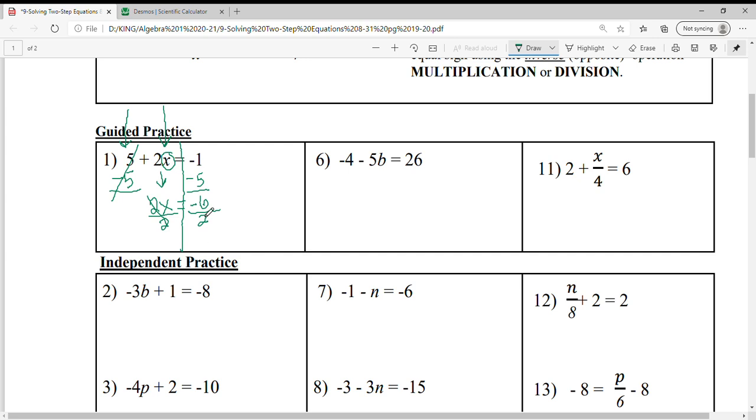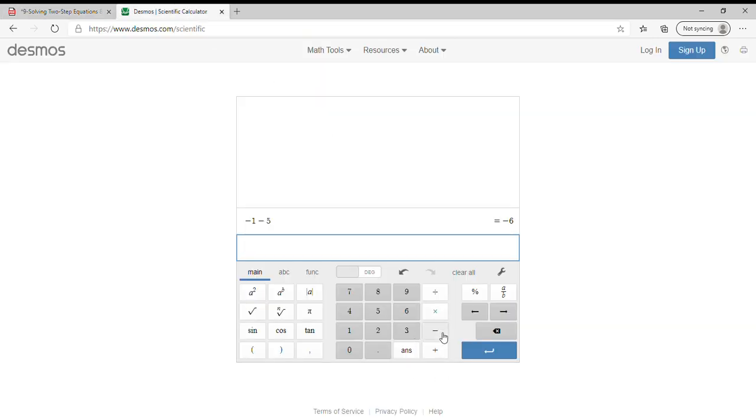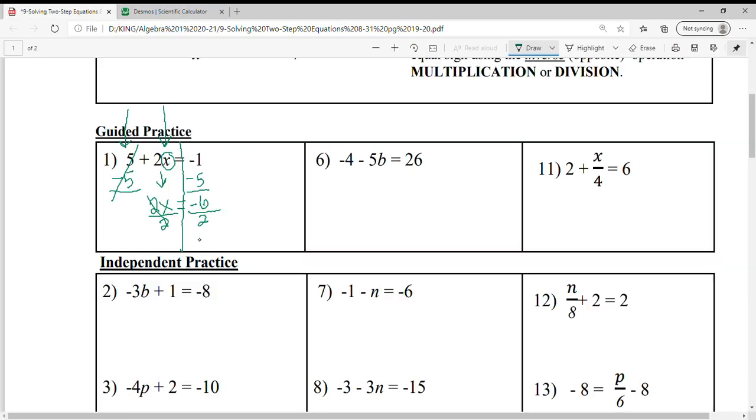So negative 6 divided by 2. Notice it turns it into a fraction. And there's my answer, negative 3. Bring down my equal sign. And the only thing I have left is my variable, x. So perfect. There's my answer: x equals negative 3. So again, a two-step equation. First step is either adding or subtracting, same thing we did last week. Second step, either multiplying or dividing, same thing we did last week.